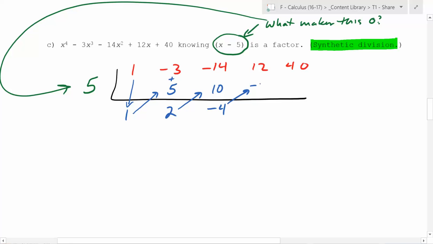Negative. Come on. 20. Wait, hold on. How do you multiply by... Multiply by 5, multiply by 5, multiply by 5. It's always multiplying by this number right there. It's always multiplying by the same number, and you add every single time.